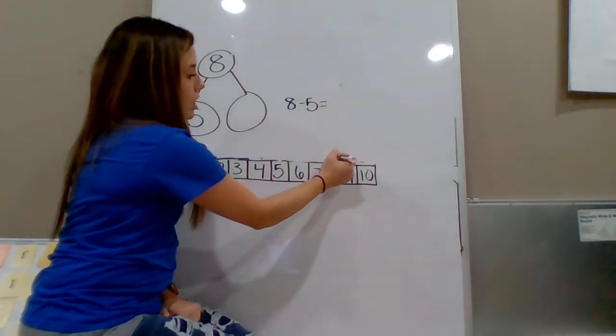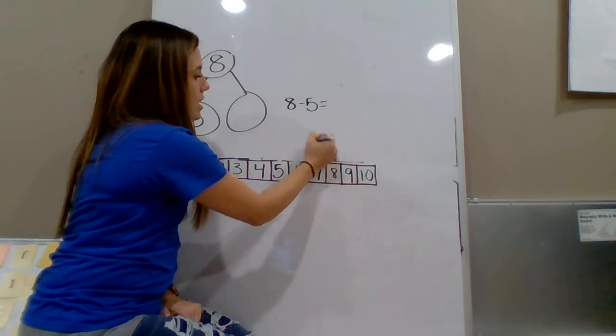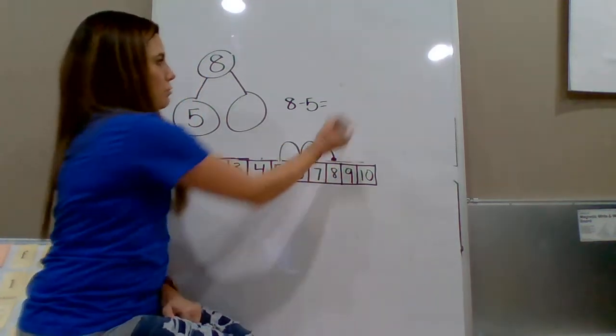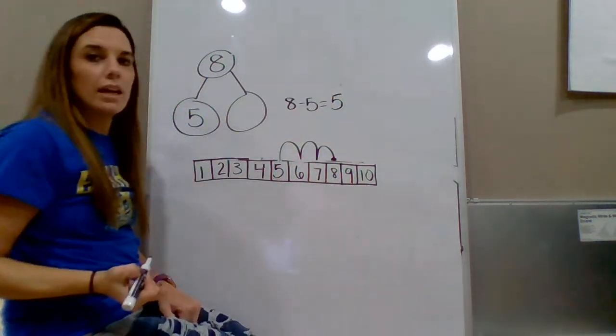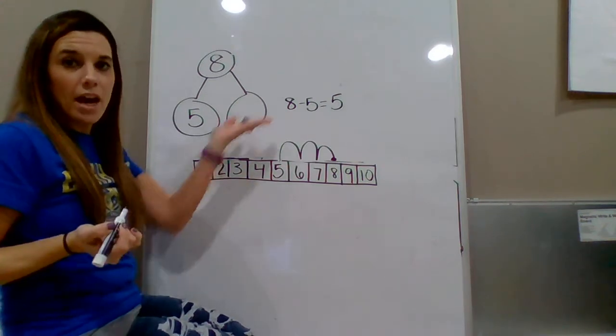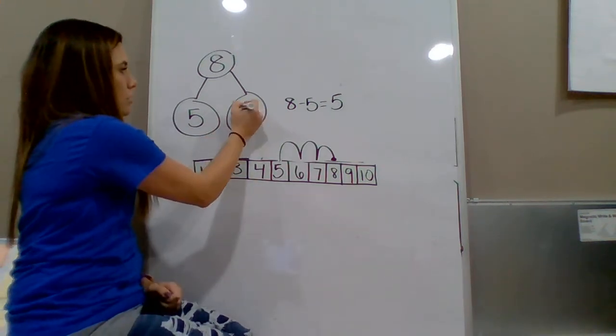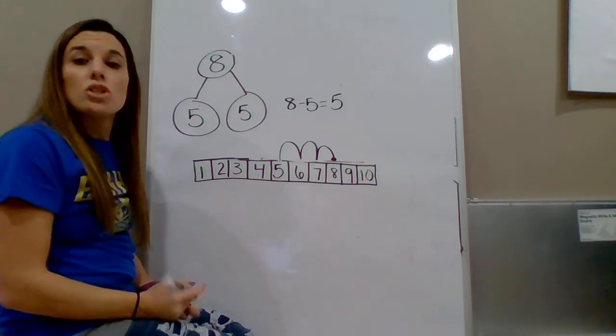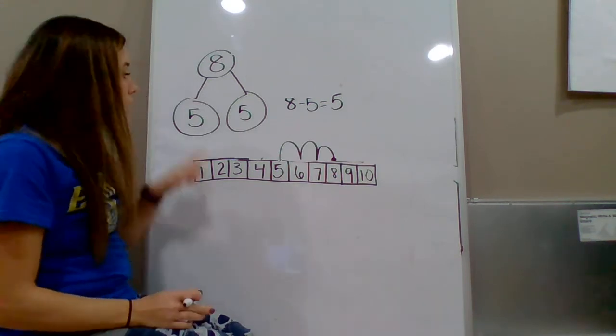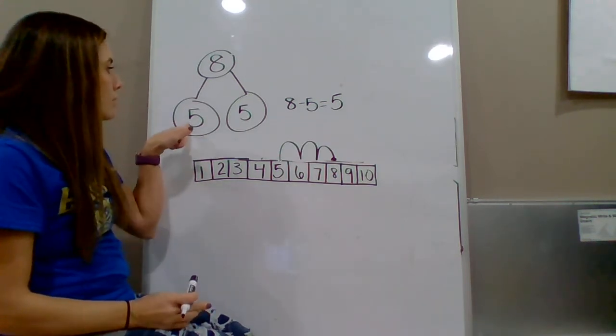So I'm going to start at the number 8, but let's say I just do bunny hops and I stop at the number 5. And I think, oh my gosh, I got the right answer, 5. That's what Mrs. Ickes told me to do, right? So here's how I'm going to check my work. I'm going to use an addition problem. 5 plus 5.